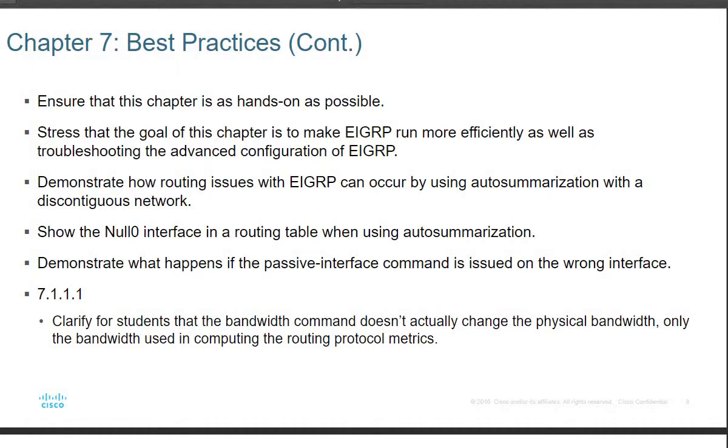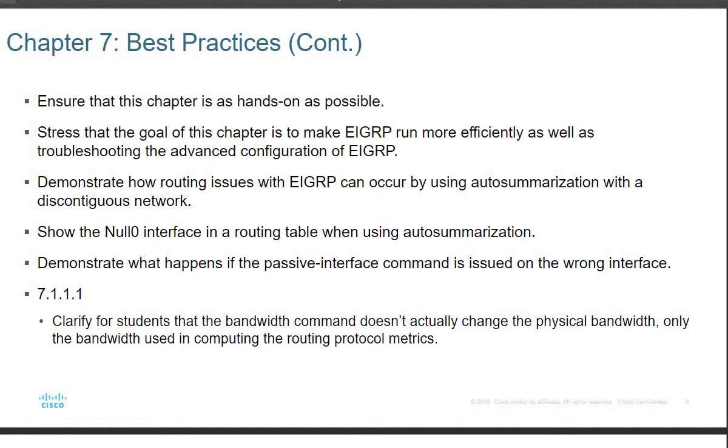Ensure that this chapter is as hands-on as possible. Stress that the goal of this chapter is to make EIGRP run more efficiently, as well as troubleshooting the advanced configuration of EIGRP. Demonstrate how routing issues with EIGRP can occur by using autosummarization with a discontiguous network. Show the Null0 interface in a routing table when using autosummarization.